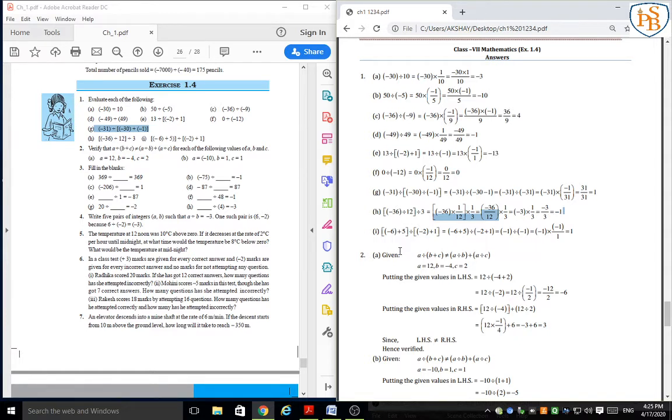In I, negative 6 plus 5, what will be the answer of this bracket? It is negative 1. Then divided by negative 2 plus 1: both carry opposite signs, so we have to subtract. So 2 minus 1 is 1, and the sign of the bigger number, which is negative. So negative 1 divided by negative 1 is equal to 1.